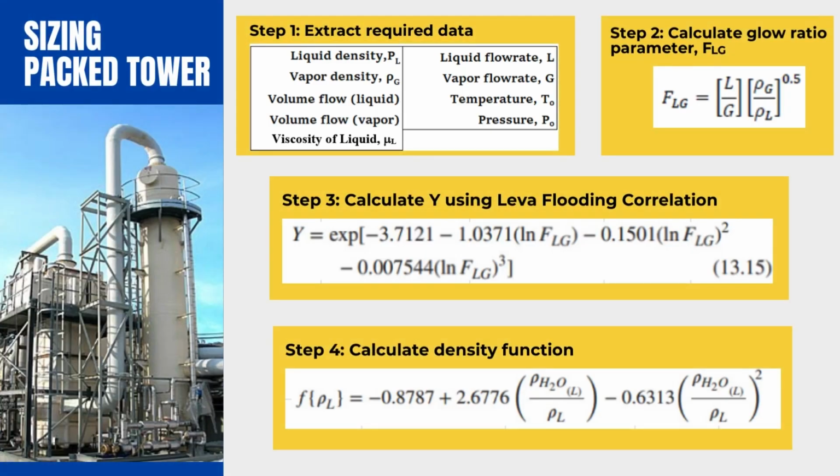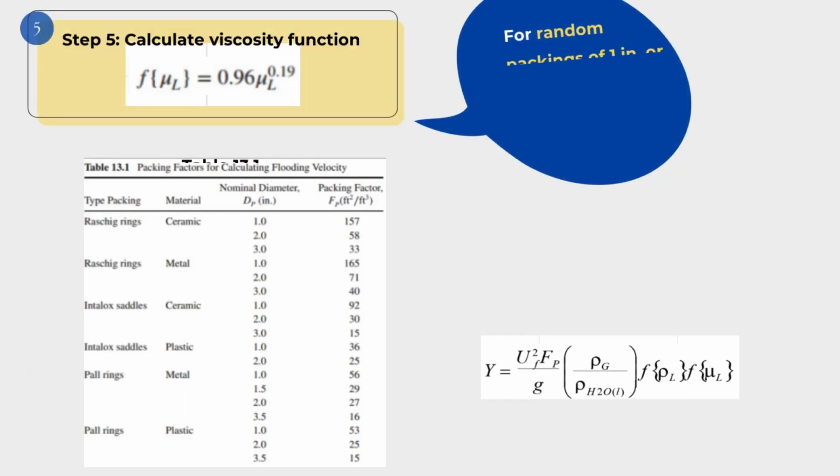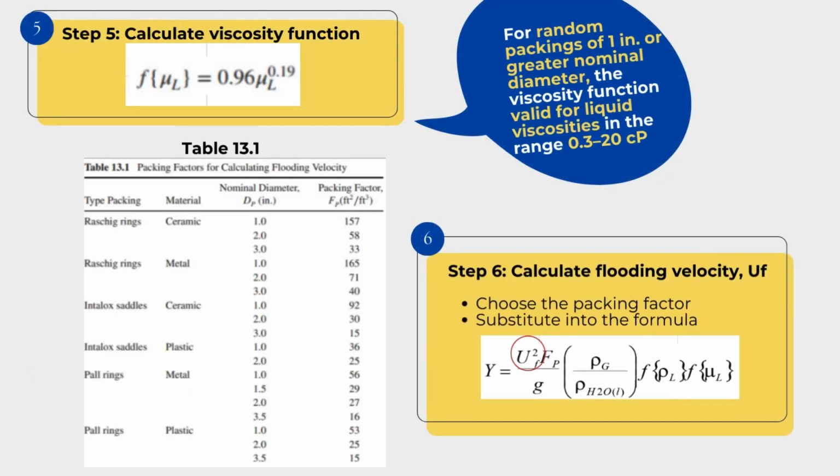This part will explain the sizing of the packed tower. In the first step, we need to extract the required data shown below and calculate the flow ratio parameter using the formula given. For the next step, calculate Y using the Leva flooding correlation, while the density function is calculated using the formula given. Next, calculate the viscosity function. Take note that the viscosity function is valid for liquid viscosity in the range of 0.3 to 20 centipoise for random packing of 1 inch or greater nominal diameter.